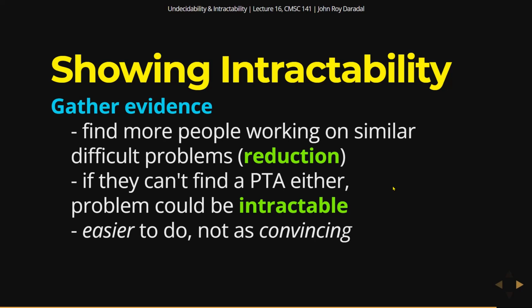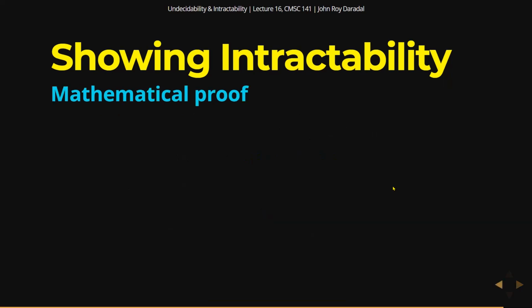So you can do this. You can find friends, you can find colleagues who are working on similar problems and try to relate to them via reduction. But it's not as convincing because although you can kind of convince yourself that yeah, there's a lot of us smart people who are working on it and it's just not working out, so maybe it's intractable, but it's not foolproof basically. So the other one is you actually need to show mathematical proof, right, to show that it's intractable.